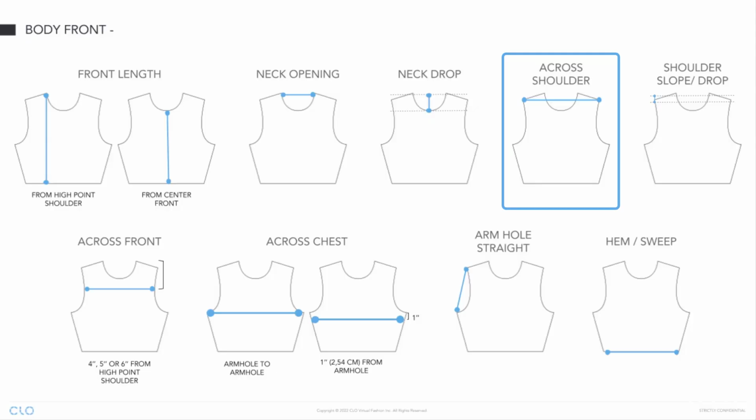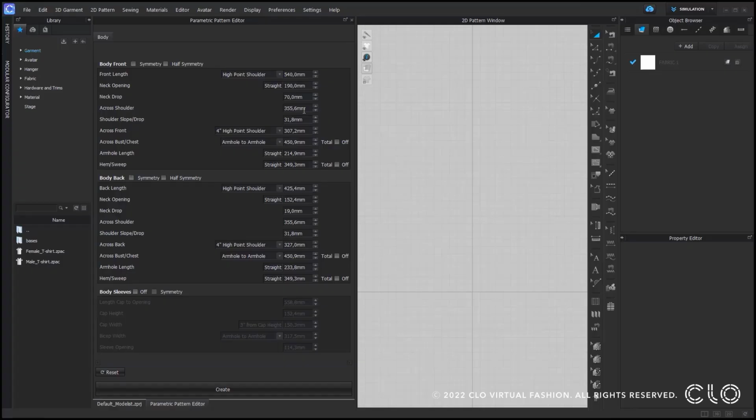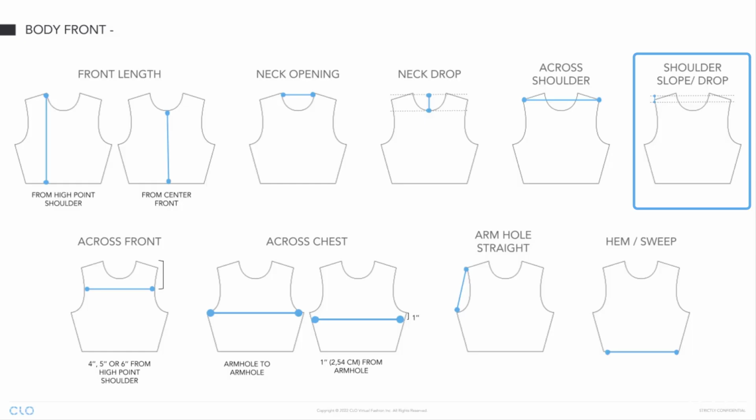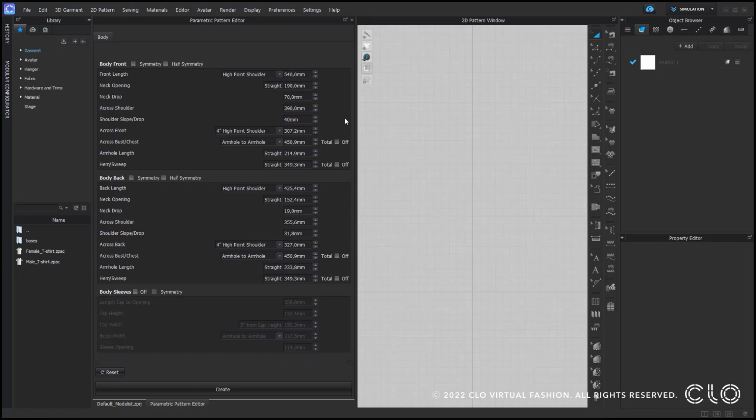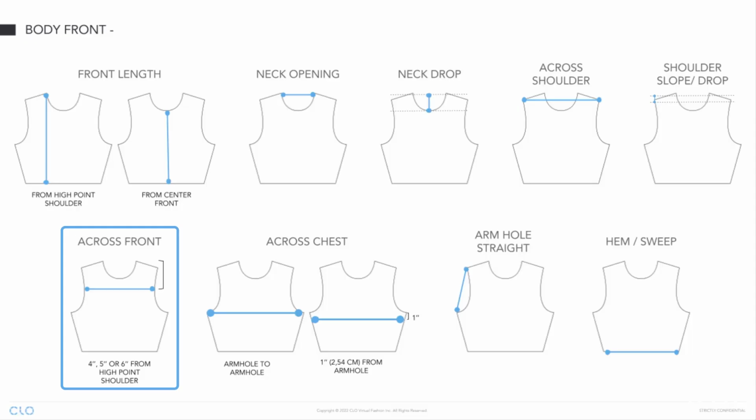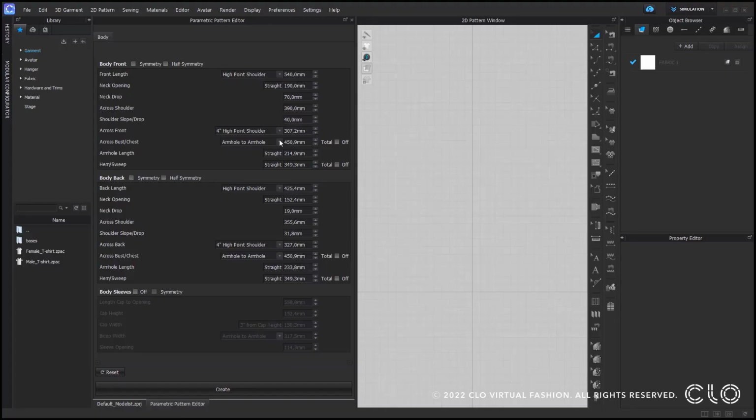Across shoulder is the distance between the two shoulder points, and I will use 390 mm. For shoulder slope or shoulder drop, it is the strict distance between the high point shoulder down to the shoulder or armhole point, which will be 40 mm. The across front can be measured 4, 5, or 6 inches below the high point shoulder. In this case, it is 360 mm, 4 inches below the high point shoulder.